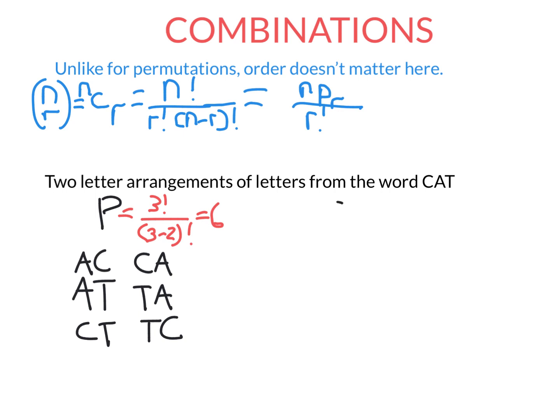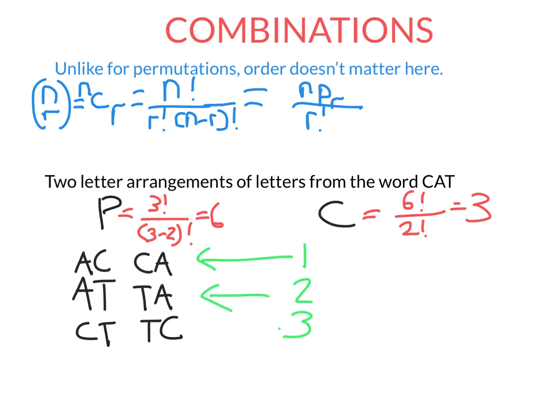But what about for combinations? It turns out for combinations, it's just nPr, which is 6, divided by r factorial. It's 6 divided by 2, which is 3. There are only 3 combinations. In combinations, these two are considered the same combination, these two are the same combination, and these two as well. So one combination would have an A and a C, one would have a T and an A, and one would have a T and a C.